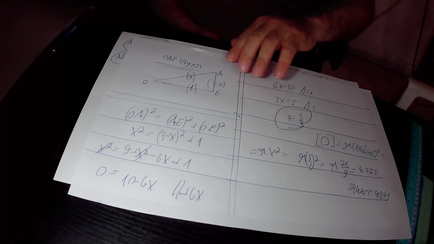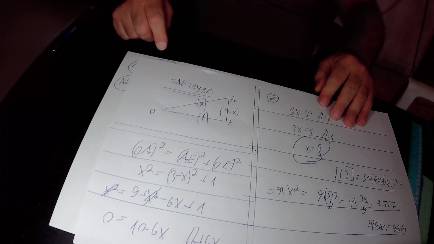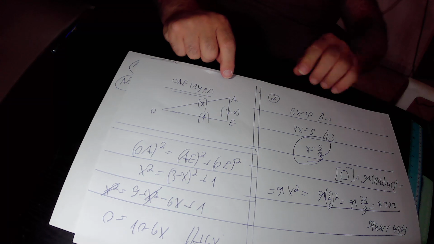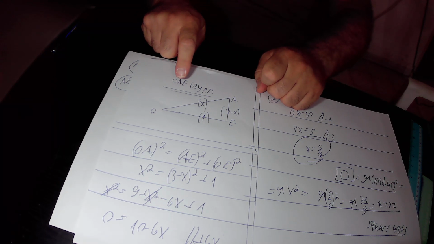This is the right triangle OAE that I copied from the original drawing. According to the Pythagoras theorem, in this right triangle OAE, OA squared, the square of the hypotenuse, is equal to AE squared plus OE squared.